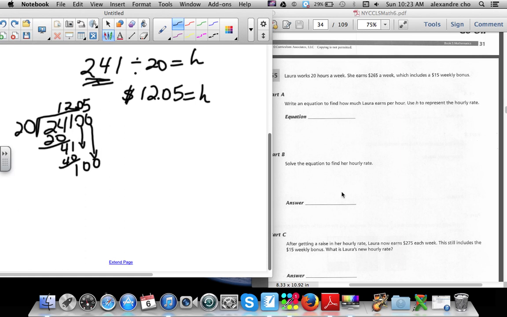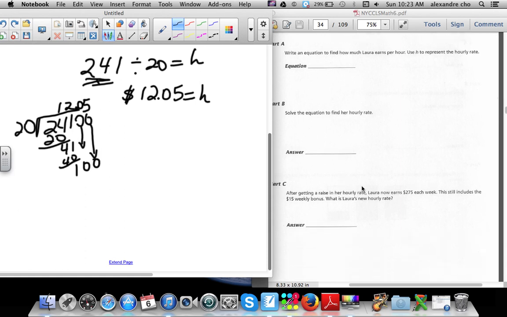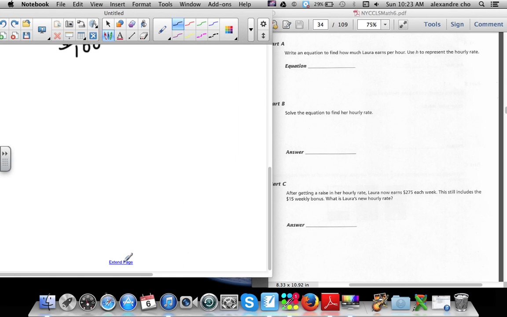Oh my God, part C. After getting a raise in her hourly rate, Laura now earns $275 a week. This still includes the $15 weekly bonus. What is hours? Right, so it's the same thing again. Okay, same exact question. What was the point?